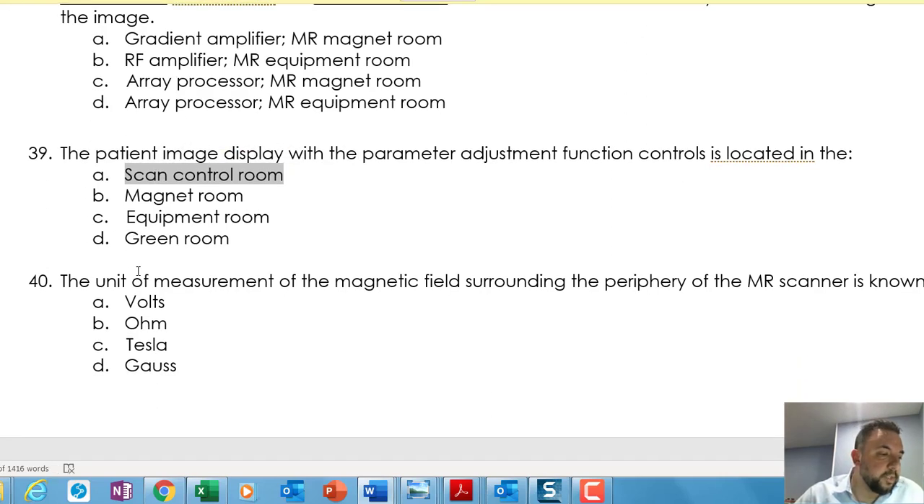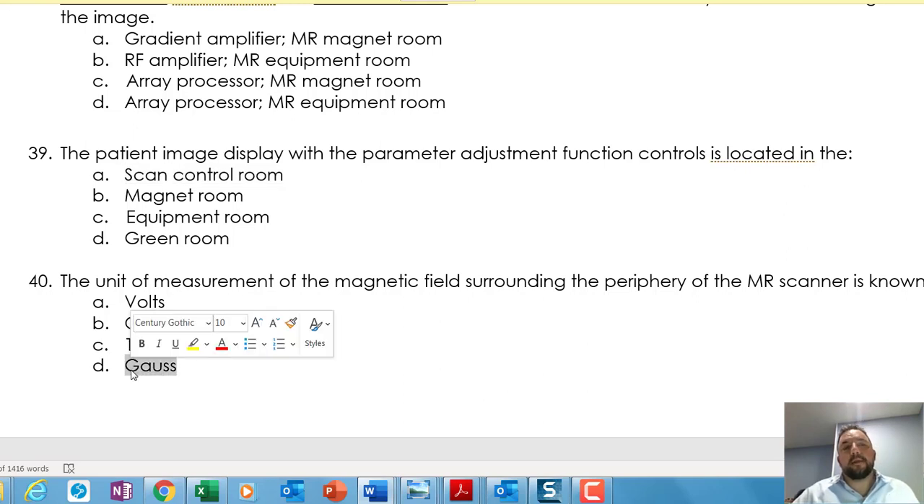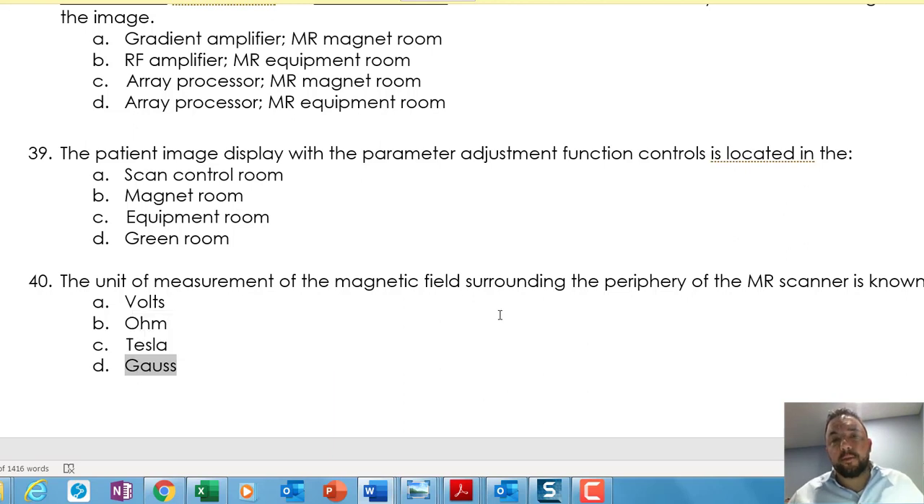The unit of measurement for the magnetic field surrounding the periphery is known as Gauss. This is at the foot of the table and the side of the room, but not in the center of the magnet; that's the periphery of the MR scanner.